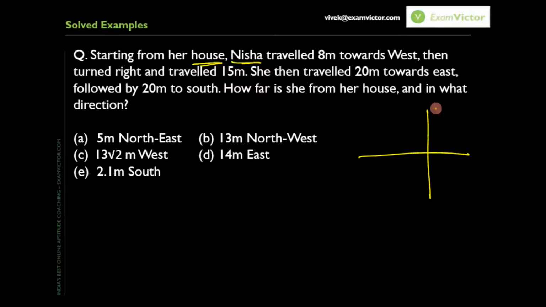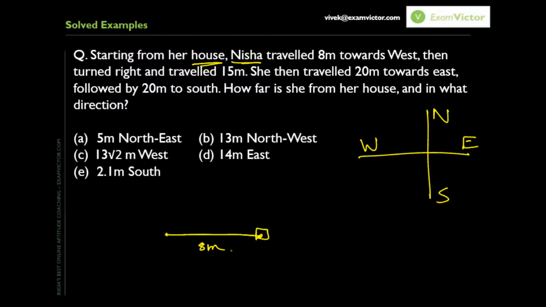Like I told you, the first thing you should do is make your compass rose. So you put down your NEWS. Now you know what's what, right? Let's say this is her house. Okay, let's mark it with this square and a dot. She started from here and she traveled 8 meters towards the west. So let's do that. West is in this direction, 8 meters.